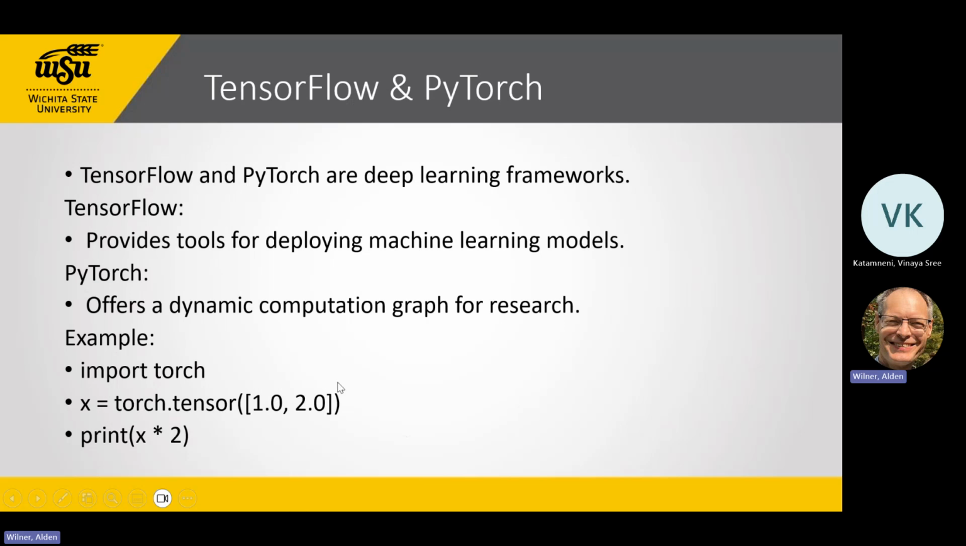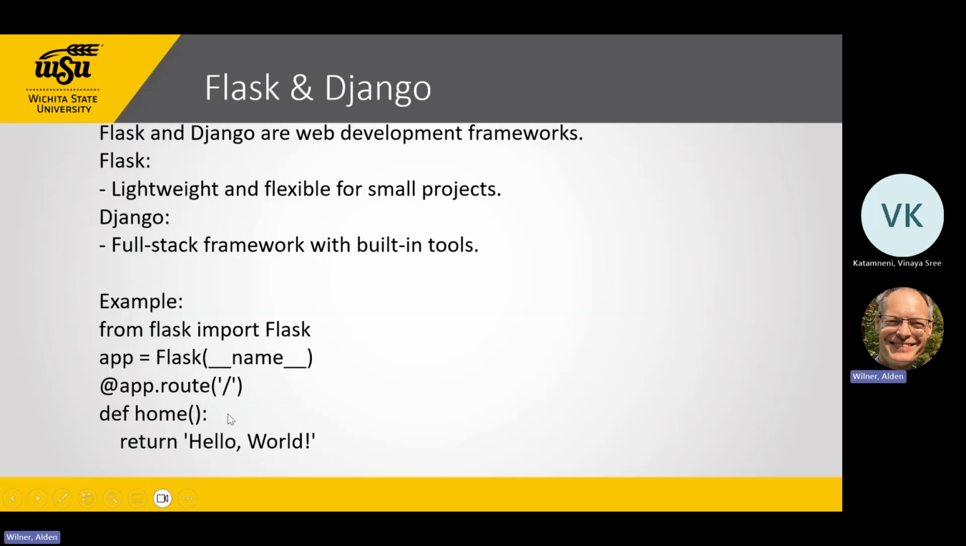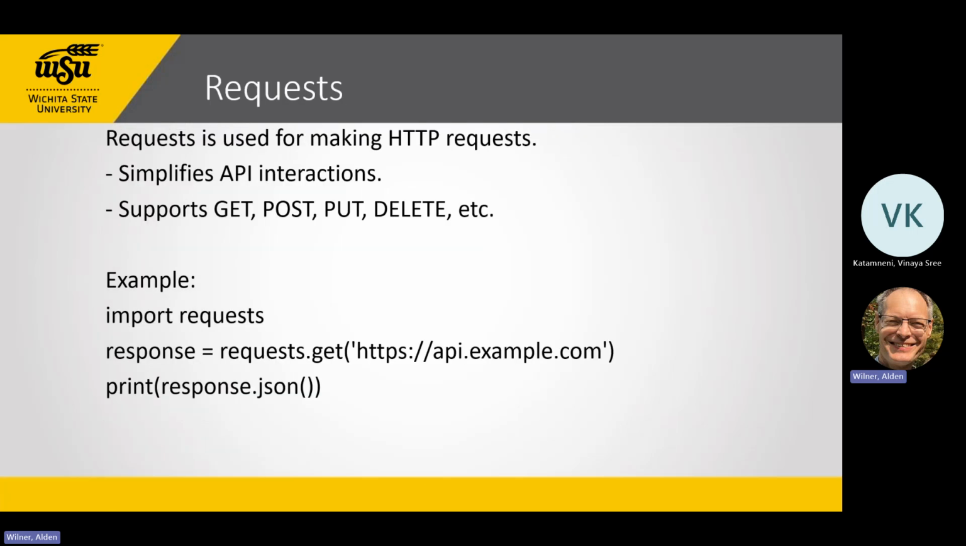PyTorch is another one, which provides dynamic computation graphs for research. So you can combine TensorFlow and PyTorch to do some deep learning. Flask and Django are web development frameworks. So we can basically build web pages on the fly. Requests is a library for making HTTP requests: get, post, put, delete. So you can actually go out there and start browsing the web using requests.